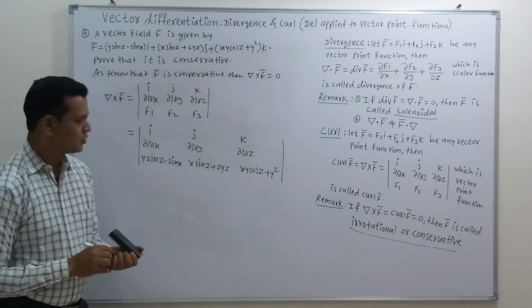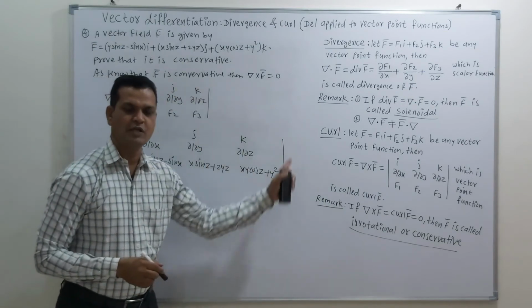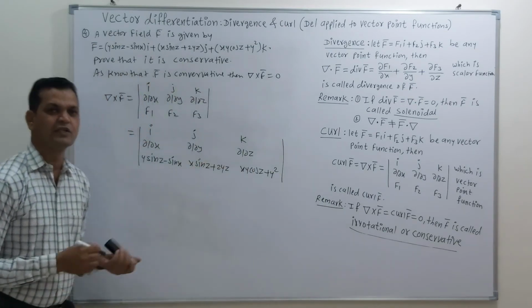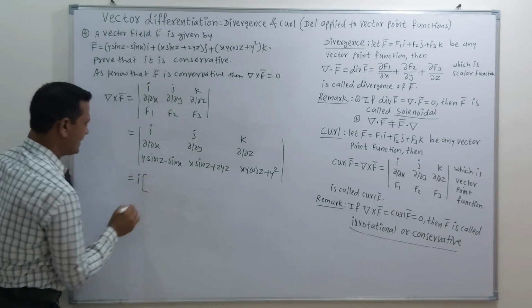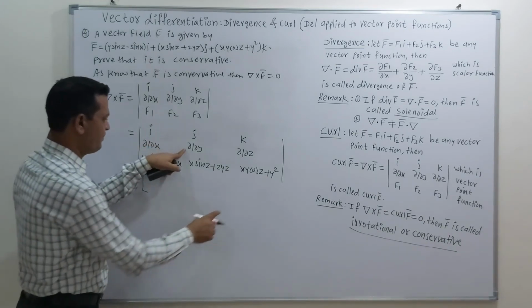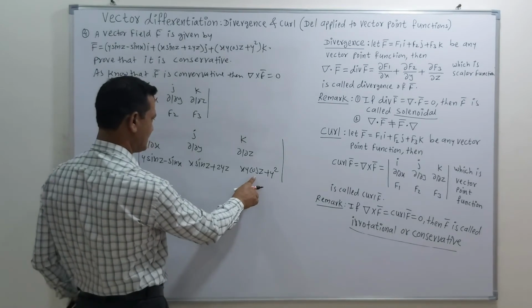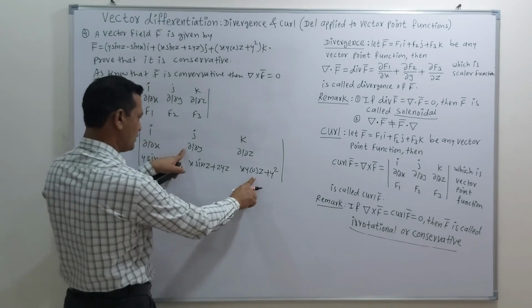Now friends, our aim is to show that this is conservative. That means our aim is to show that its determinant is equal to 0. So if we try to simplify this, then we get this as i times, now take the partial derivative of this term with respect to y.